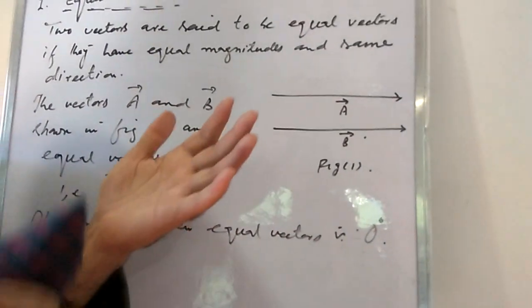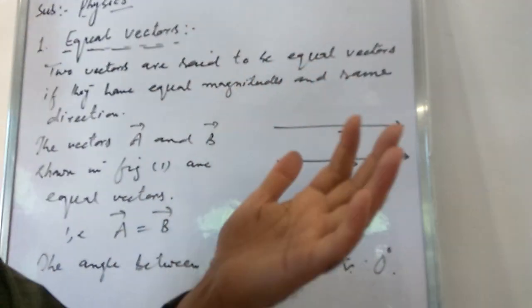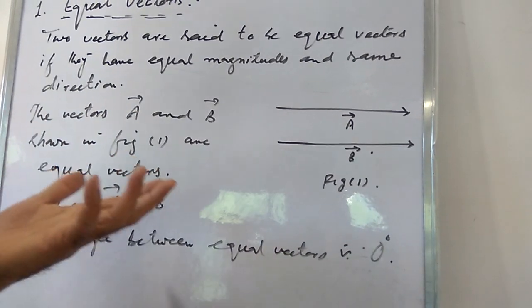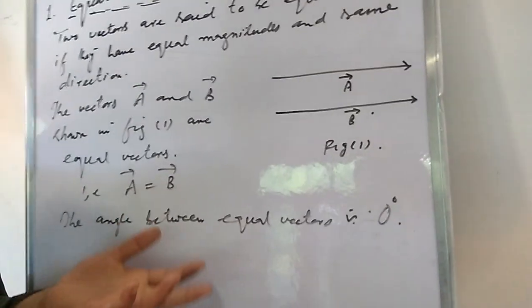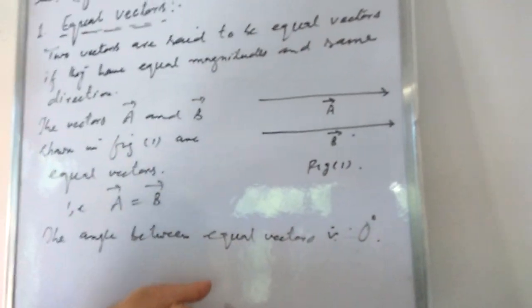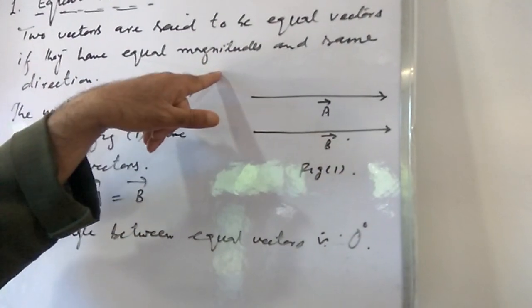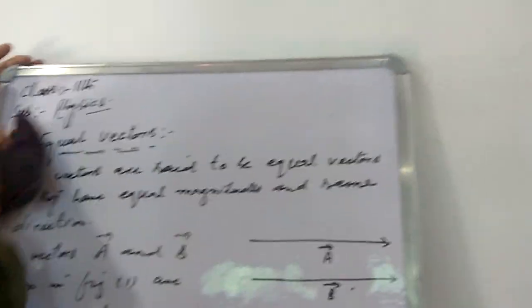Now if we are given the example, if suppose two boys, the displacement of two boys running in the same direction and cover equal distance in equal interval of time, we can say they are the equal vectors. Or the two cars running in the same direction and cover equal distance in equal intervals of time, we can say the two cars are said to be the equal vectors if they are having the equal magnitudes and same direction. Now dear students, after equal vectors there is second, negative vectors.